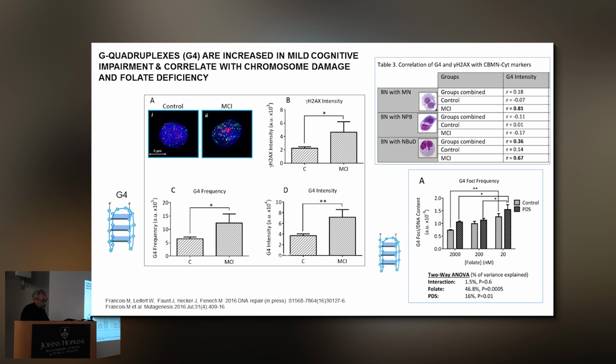It's elevated both in terms of the frequency and the intensity of the signal, and gamma H2AX is increased also, and they are both correlated with each other. Furthermore, the G-quadruplex measure is correlated well with micronuclei, bridges, and buds. Furthermore, in vitro studies also showed that folate deficiency increases the frequency of G-quadruplex. And we know that folate deficiency increases micronuclei as well. So there seems to be a spectrum of damage that is associated with cognitive decline and with nutritional status.